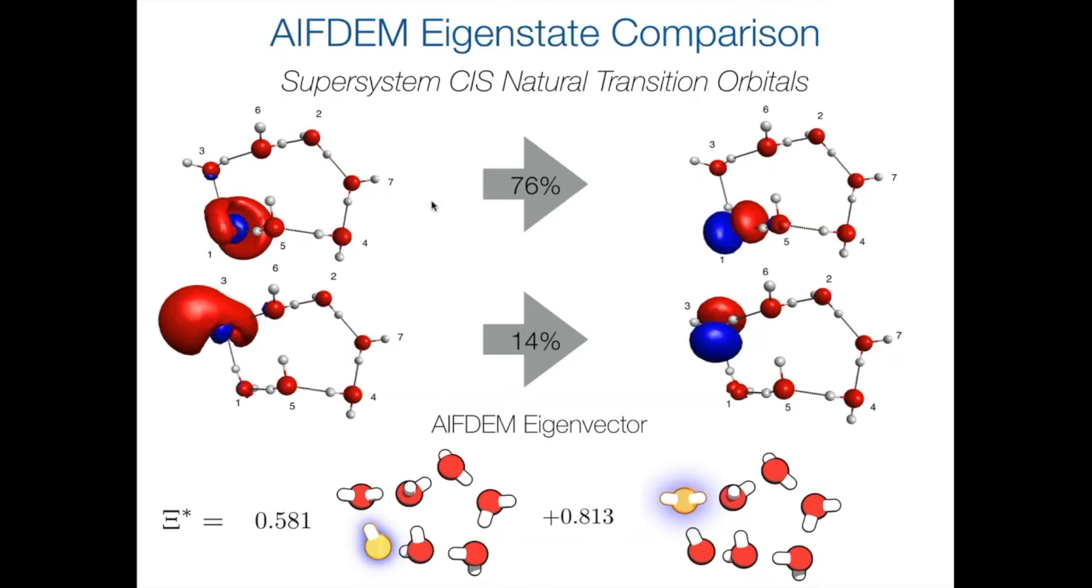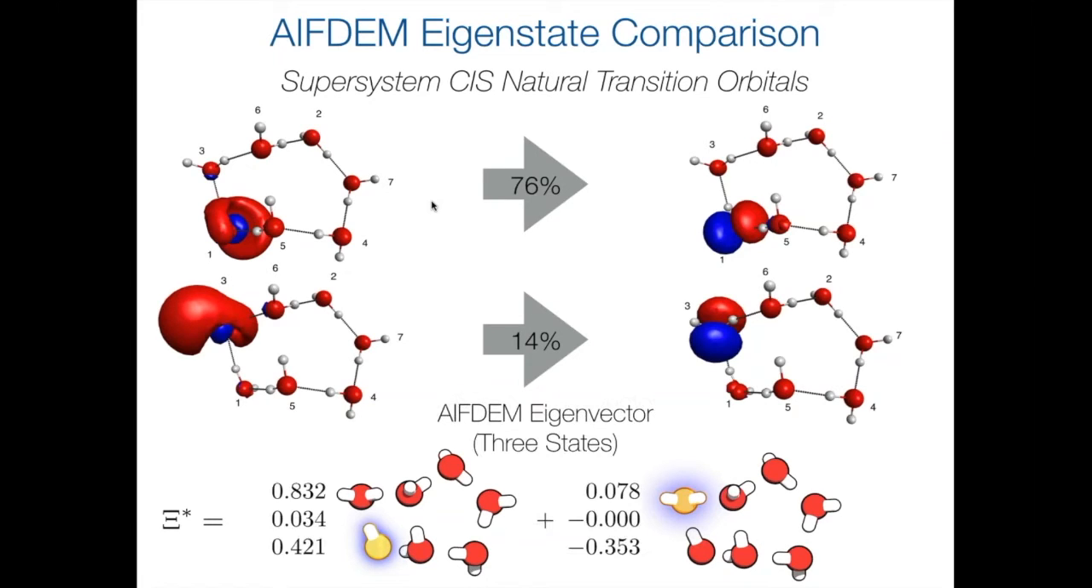This will increase the variational flexibility of the basis. We include 3 excited states per fragment. We keep the same correspondence to the supersystem calculation, but the relative magnitudes now also match.